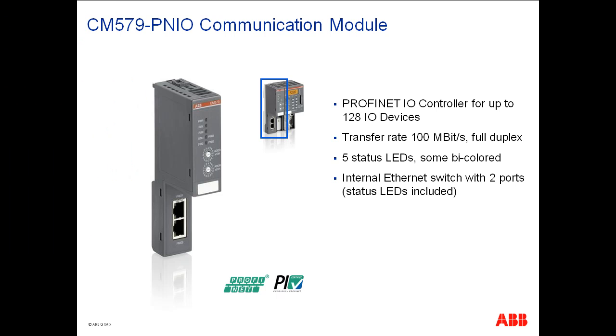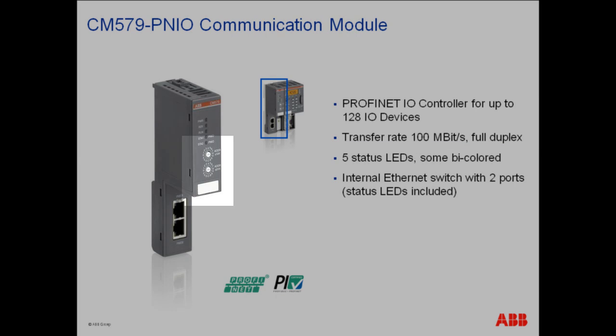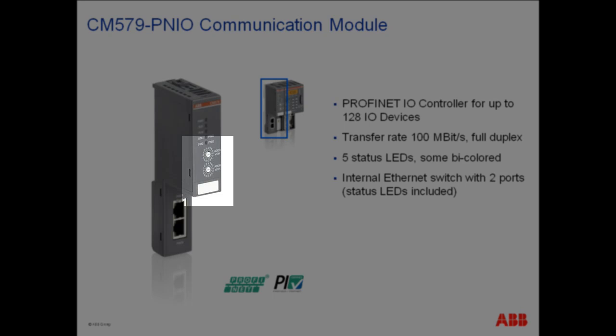Now we briefly talk about the different Profinet modules offered from ABB AC500. Firstly, the Profinet I/O controller module CM579-PNIO. This module has some interesting features like a built-in Ethernet switch with 2 ports and supports a data transfer rate of 100 Mbps in full duplex mode. Connection of up to 128 Profinet I/O devices is possible with this module. Bicolored LEDs on the module give information about the running and diagnostic statuses. The 2 rotary switches are reserved for future usage.